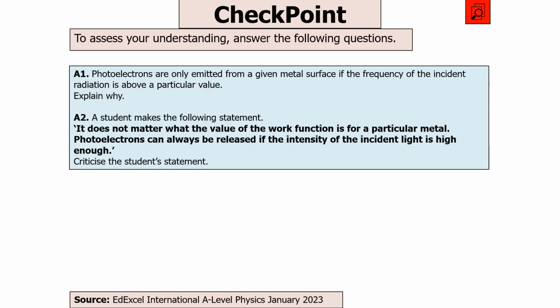The next question said, photons are only emitted from a given metal surface if the frequency of the incident radiation is above a particular value. Explain why. Then the student makes the following statement. It does not matter what the value of the work function is for a particular metal. Photoelectrons can always be released if the intensity of the incident light is high enough. So criticize the student's statement. So pause the video now, then unpause the video when you want to go through your answer.